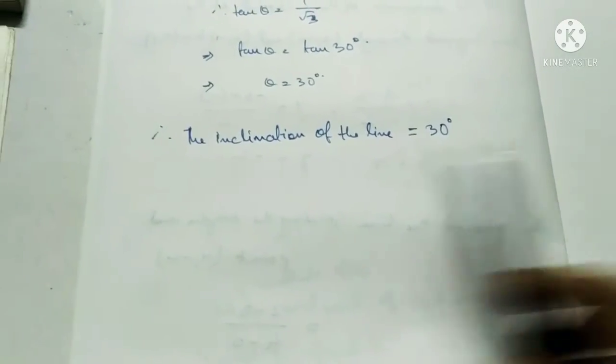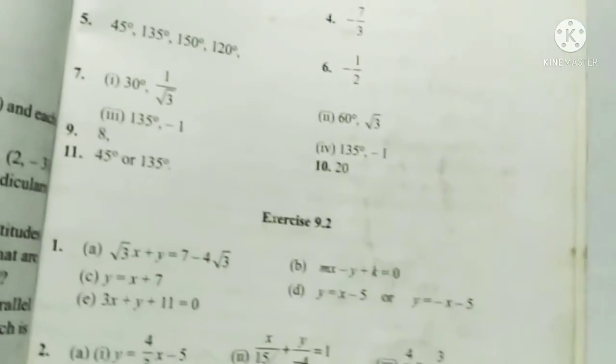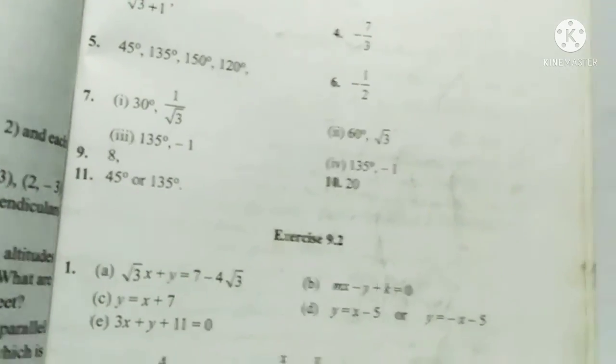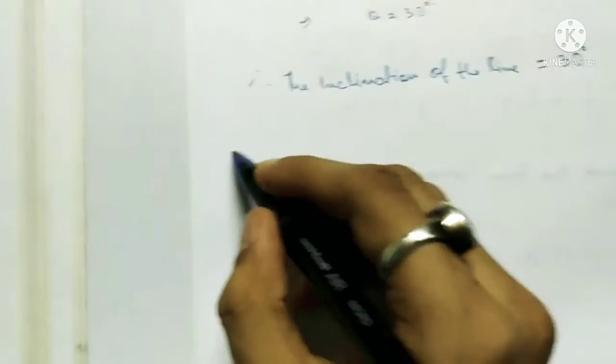Let me check the back answer. This is, you see, 30 degree and 1 by root 3. Okay, 7 number 1. Rest of the problems you try to do by yourself. I am going to question number 8.